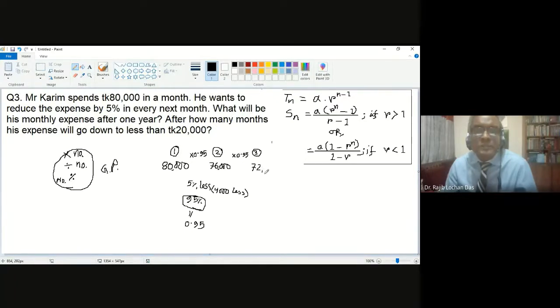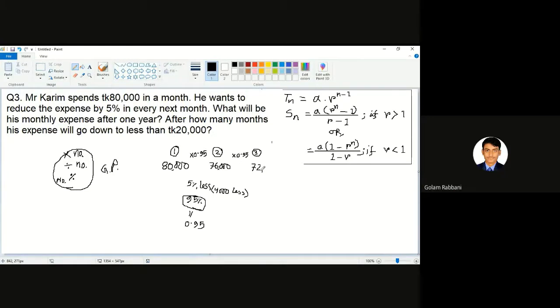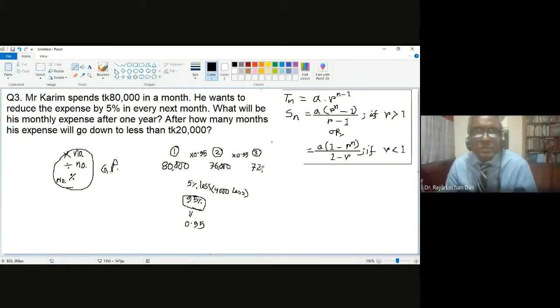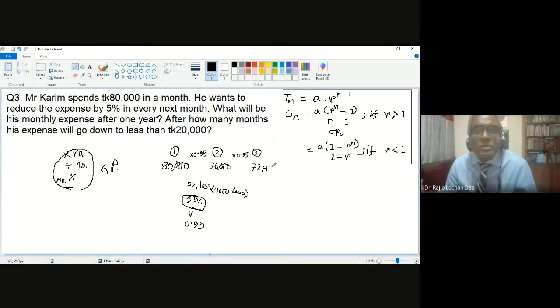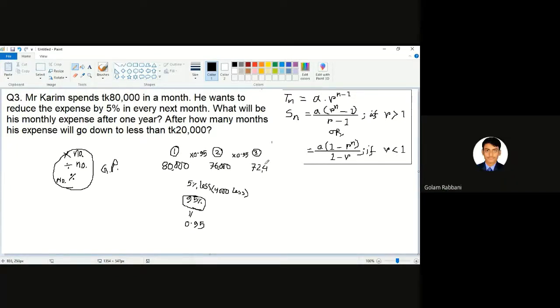72,000. How much? Yes, sir, 72,000. No, no, not 72,000. There will be something more. 72,400? 200? Yes, sir. Sorry, sir, 400. So 200. If we minus 5% from 76,000, then it comes 72,200. 72,400, sir.